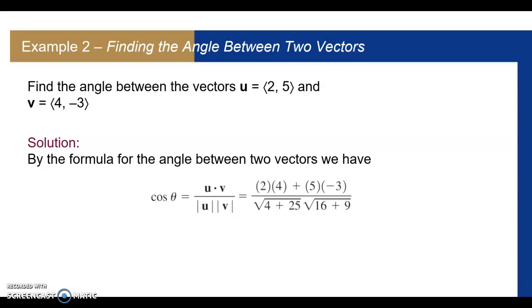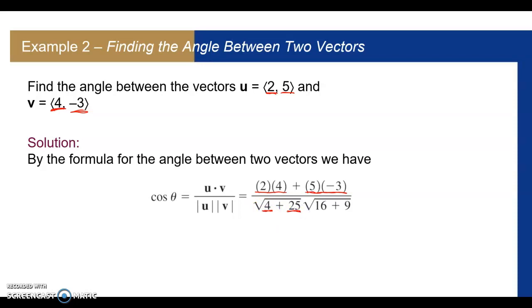My dot product of u and v, I'm going to take 2 times 4, right? And I'm going to add it to the product of my vertical components. So I have to take 5 times negative 3. So plus 5 times negative 3. Right, now to find the magnitude of u, that's going to be the square root of 2 squared plus 5 squared. All right, and we know that 2 squared gives us 4 and 5 squared gives us 25.